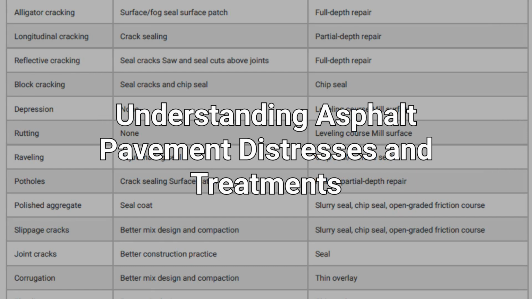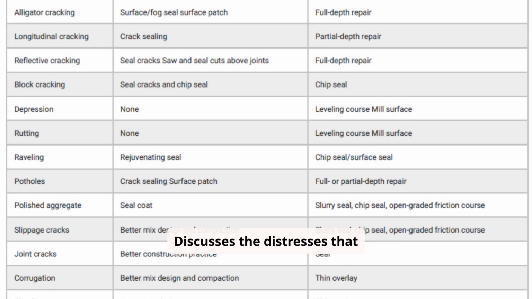Understanding asphalt pavement distresses and treatments. This discusses the distresses that are frequently seen in asphalt pavements. Depending on the material, climate, composite layers, and local practices, other kinds of distresses are also possible. Some pavements may show a combination of 2 or more distresses. For example, a pavement with alligator cracking might have rutting or other kinds of distress as well.